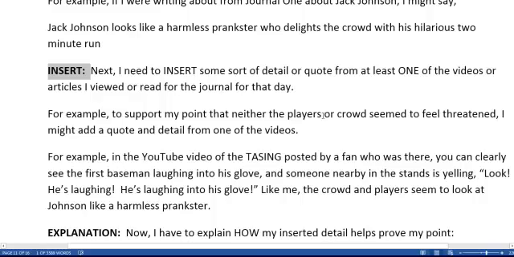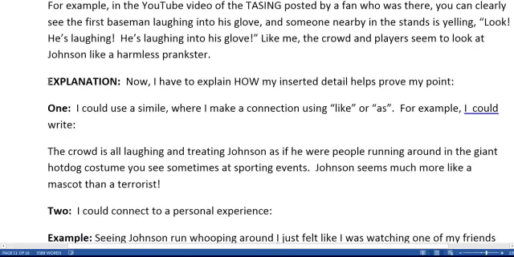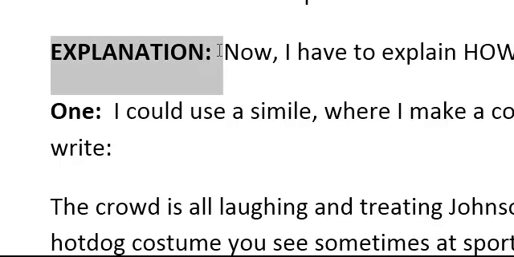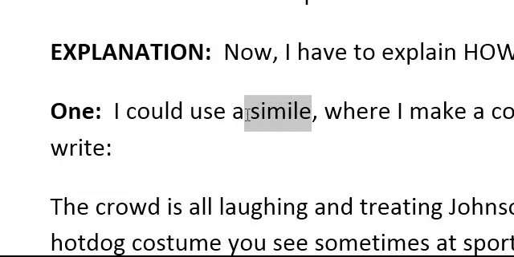After making the point, next they need to insert some sort of detail or quote from one of the journals, one of the videos or articles that they read. After inserting the detail, next they need to do some analysis or explanation. And this explanation, as you know, can take a variety of forms.